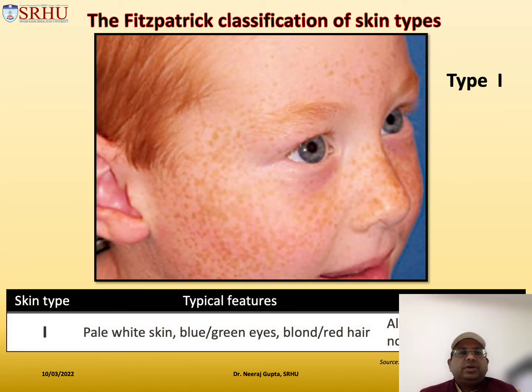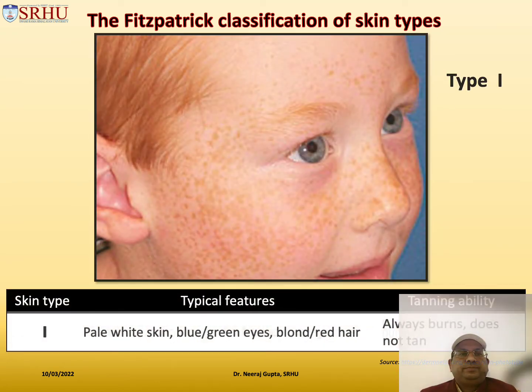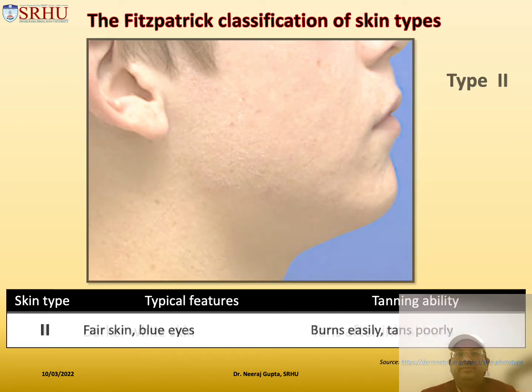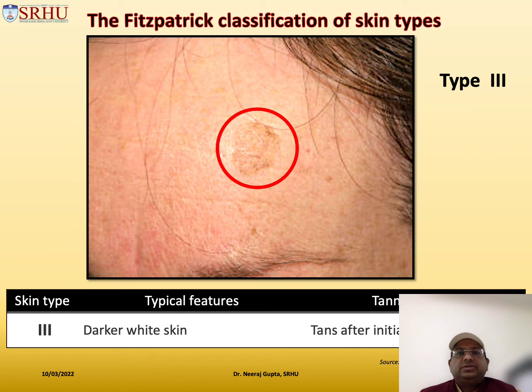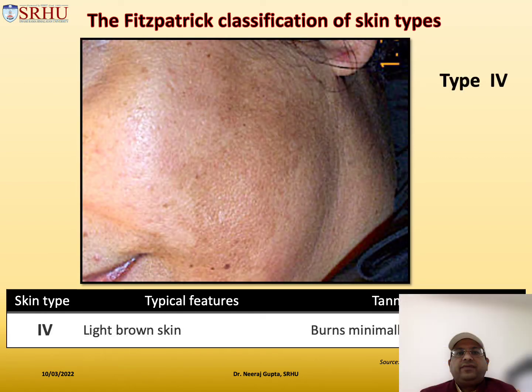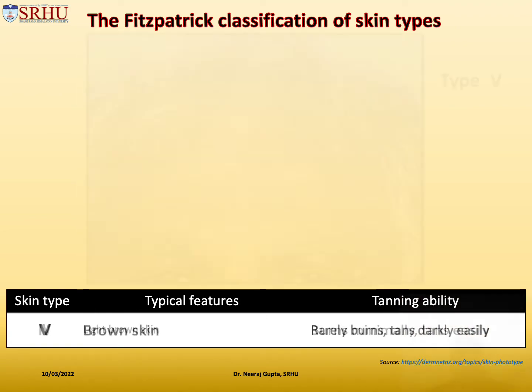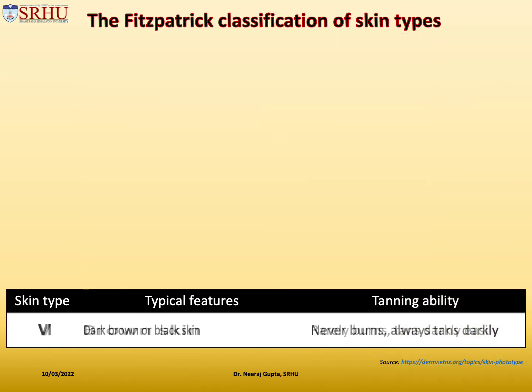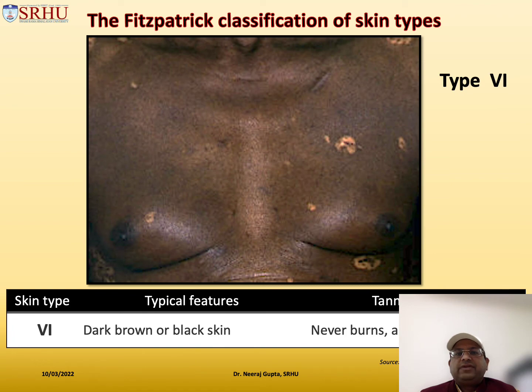Type 1 always burns, does not tan. Type 2 easily burns, tans poorly. Type 3 tans after an initial burn. Type 4 burns minimally, tans easily. Type 5 rarely burns and tans dark easily. Type 6 never burns, always tans darkly.